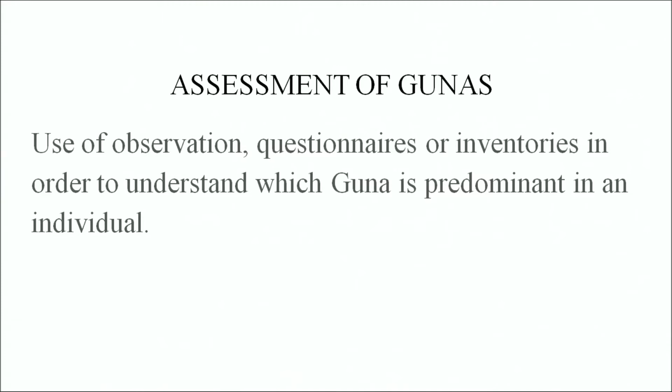Moving on. In the Indian perspective, we talked about the gunas: sattva, rajas and tamas. In order to assess these gunas, you will have to use various methods. You could use observation, you could use certain questionnaires or inventories, and understand which of these gunas is predominant in an individual. Like we talked about last time, all these gunas are in interaction with each other, and some may be very predominant and some may not be. Hence, in order to understand that, you would have to maybe speak to the person, conduct interviews or use certain questionnaires.